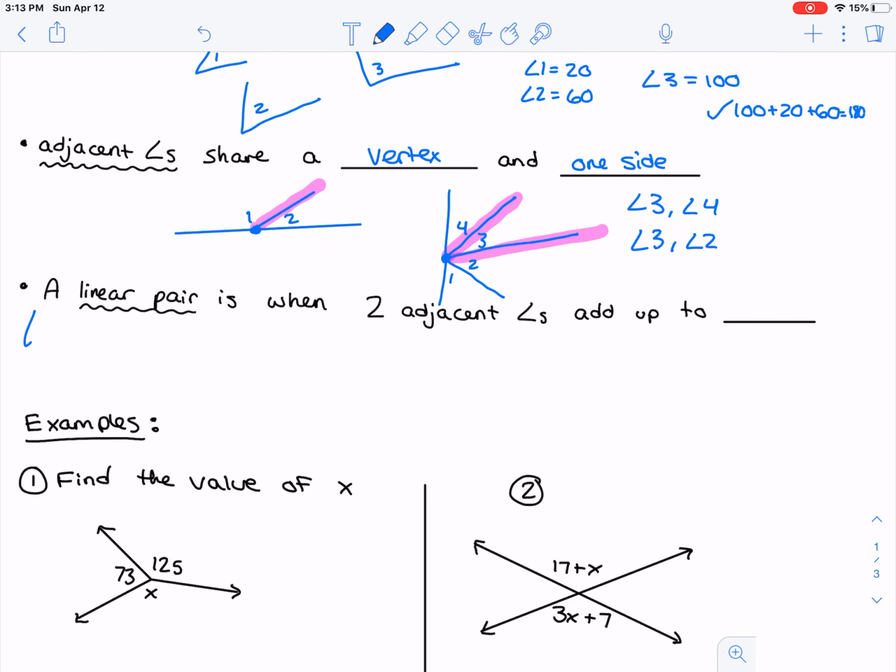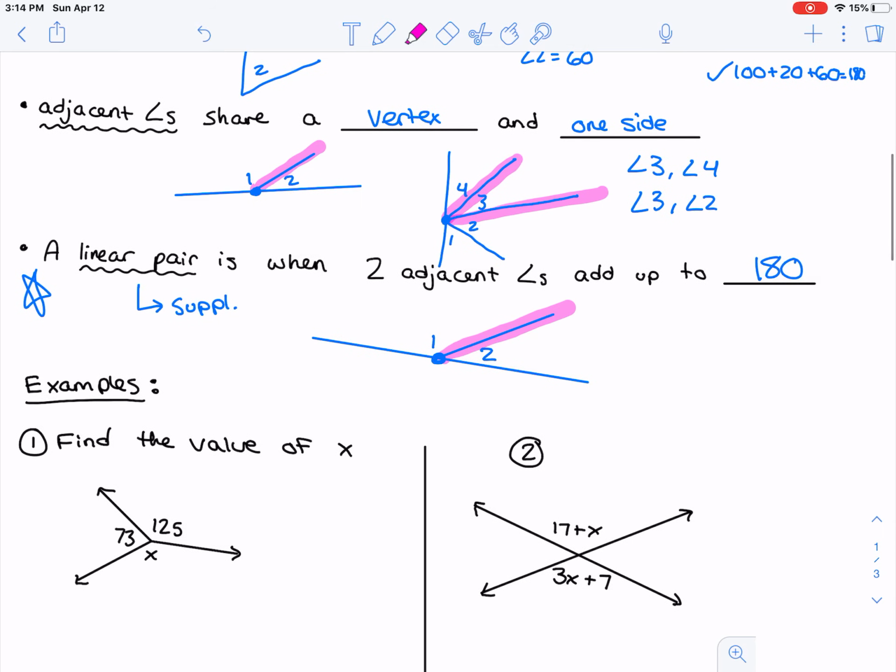And finally, this is the only really new vocabulary word: a linear pair. That's when two adjacent angles add up to 180. So a linear pair is always supplementary too, always going to add up to that 180. Again, you're always going to have a straight line, and then you're only going to have two angles. Here, notice they share their vertex and they share one side. So angle 1 and angle 2 would be a linear pair.